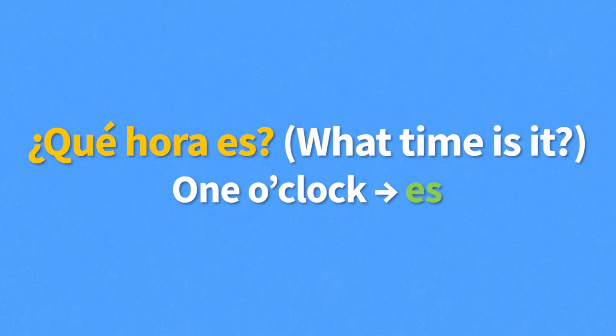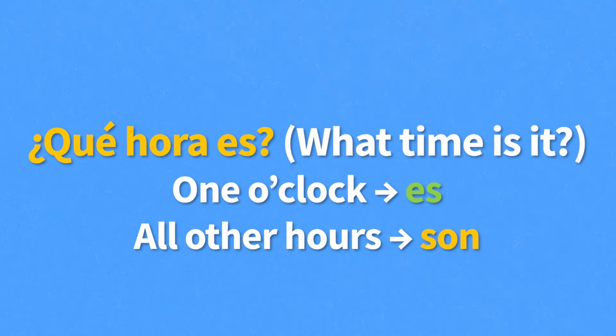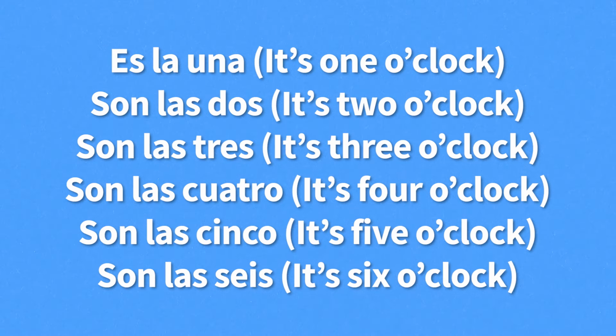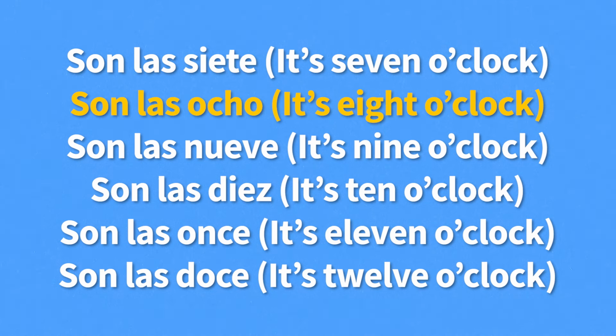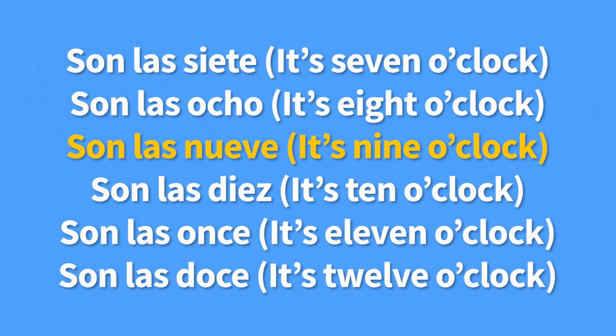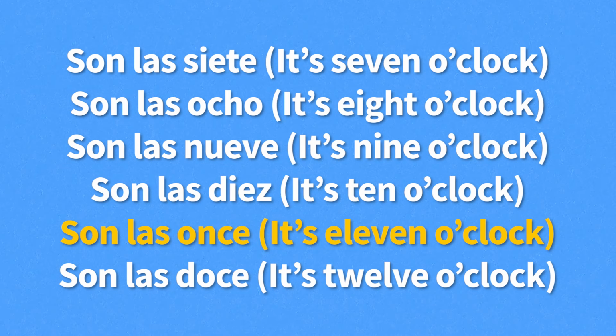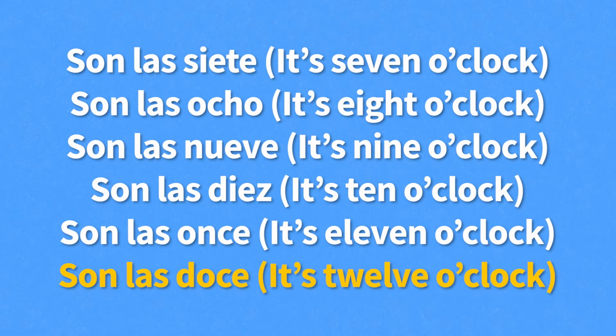When talking about 1 o'clock, you use the third person singular form of ser, es. However, for all other hours, you use the plural form son. So, if someone asks, ¿Qué hora es? Here are all the possible answers. Es la una. Son las dos. Son las tres. Son las cuatro. Son las cinco. Son las seis. Son las siete, son las ocho, son las nueve, son las diez, son las once, son las doce.